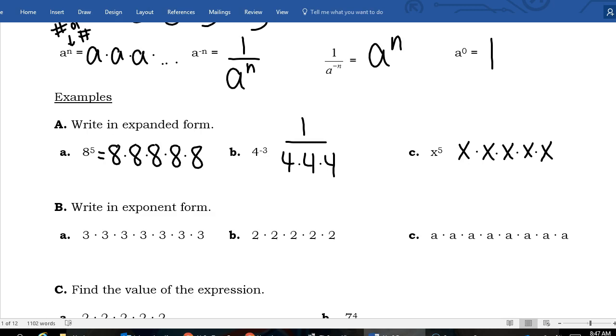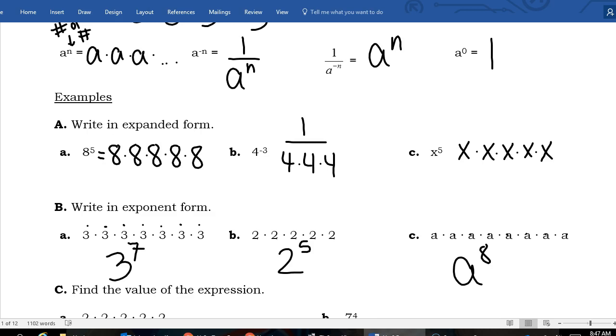Right, exponent form is just the reverse. We're going to take however many we have and use that as the exponent. So I have a bunch of 3's. How many 3's? 1, 2, 3, 4, 5, 6, 7. So I would have 3 to the power of 7. I have a bunch of 2's. How many 2's? I have 5 2's, so it would be 2 to the power of 5. Now I have a bunch of a's, so it's going to be a to the power of 1, 2, 3, 4, 5, 6, 7, 8.